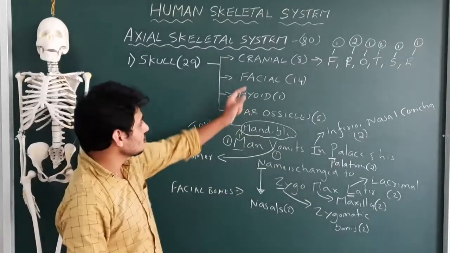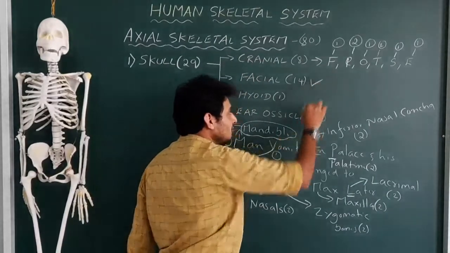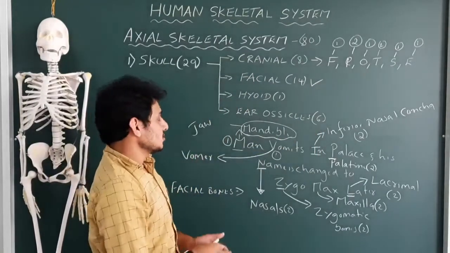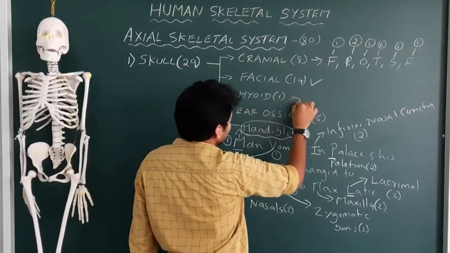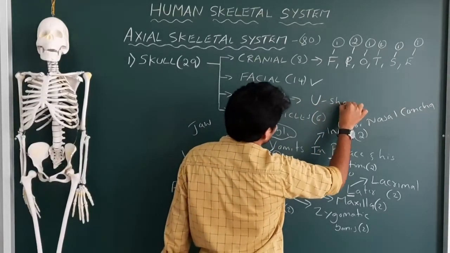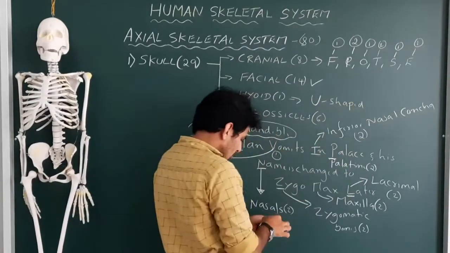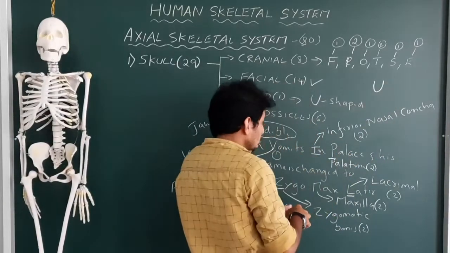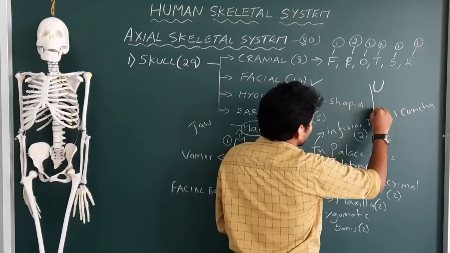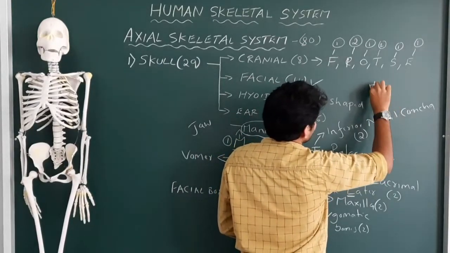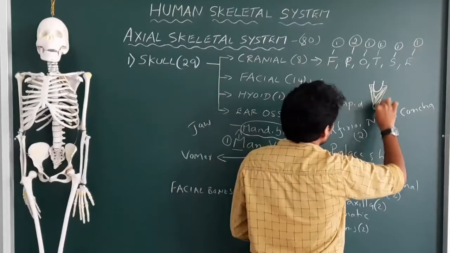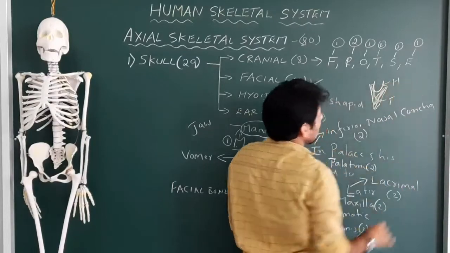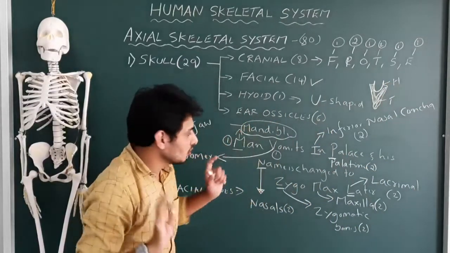So 14 bones which makes the facial. So we are done with the facials, correct? Okay, so next is hyoid bone, which is a U-shaped structure. Just remember this, U-shaped, which looks like this, and to this bone the tongue is attached. So this yellow color structure is nothing but the tongue, and this is the hyoid bone. Just remember that one hyoid bone is present.